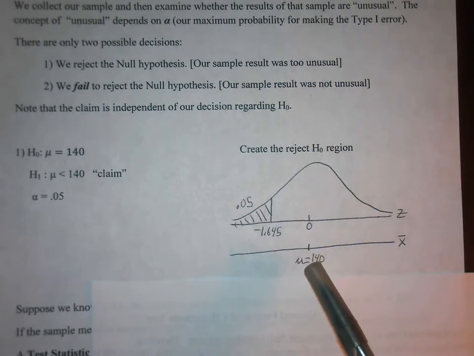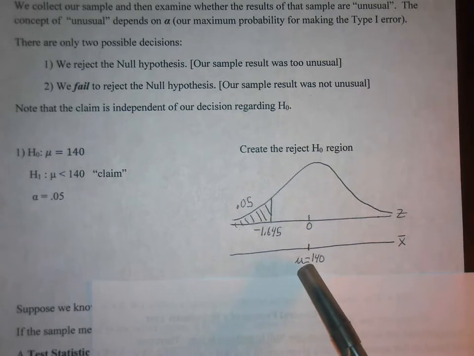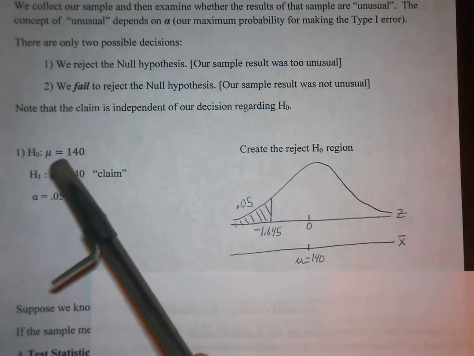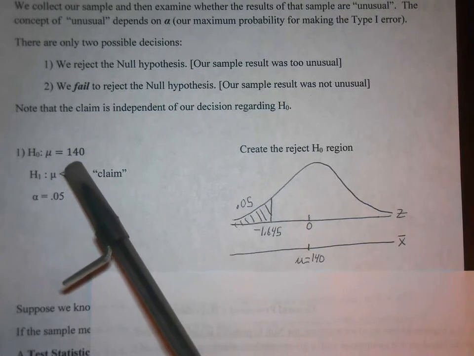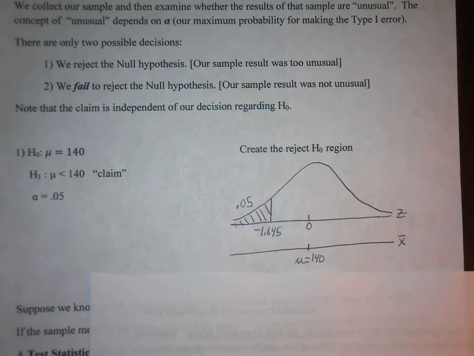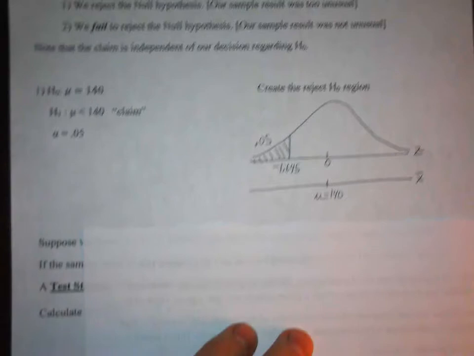And remember, on an x-bar axis, we think that the population mean is 140. That's right in the center because that was our null hypothesis, that mu equals 140. We're assuming that that is true. Okay, so now we're going to collect data.